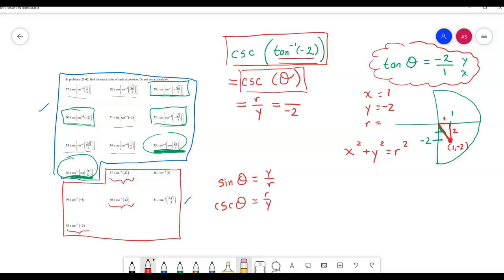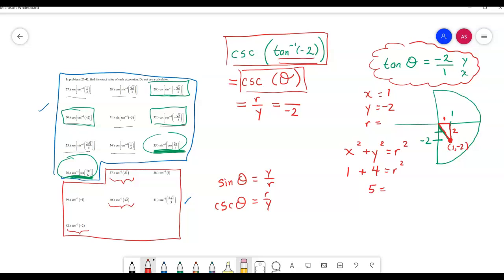So the x value is 1. 1 squared is 1. Negative 2 squared is positive 4. You've got to be careful. X squared, always positive, or 0, but in this case it's positive. Y squared is negative 2 times negative 2, which is 4.